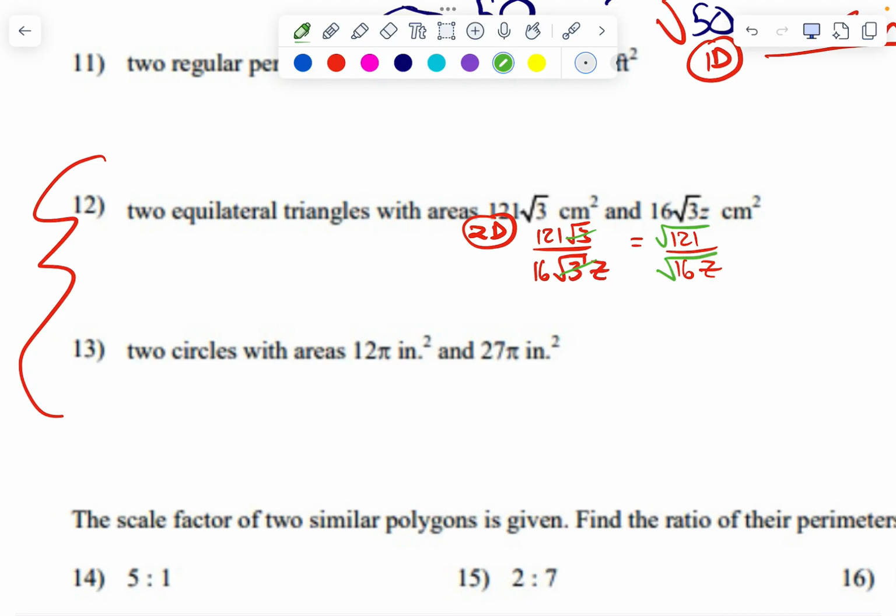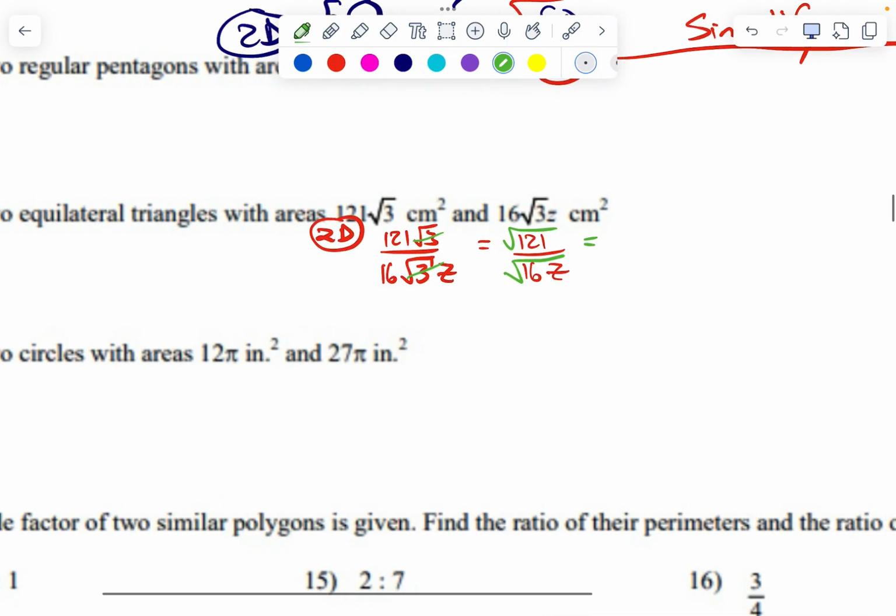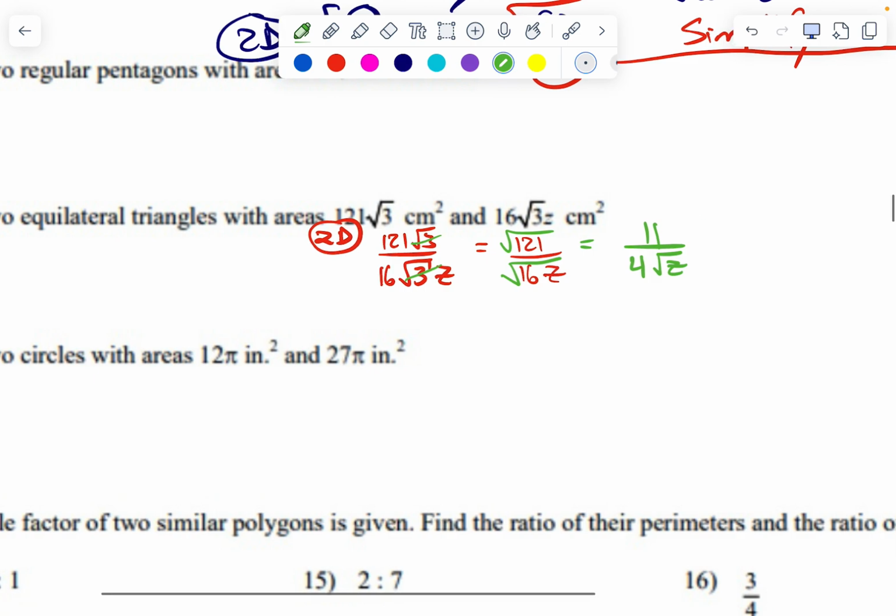What's the square root of 121? 11. What's the square root of 16z? 4 square root of z. Because we don't know what z is, so we can't just say it's z. Okay, and then that's our 1D ratio.